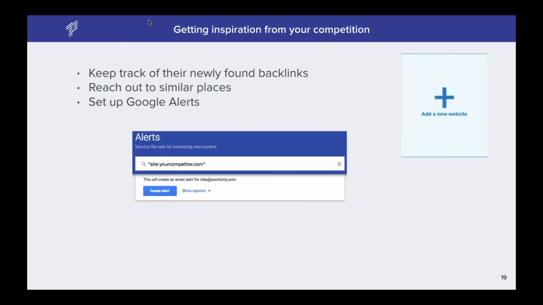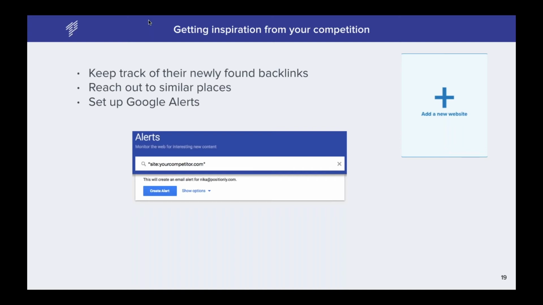Okay, another great technique is, of course, getting inspiration from your competition. How can you do it? Firstly, you can just keep track of their newly found backlinks, and you can do it, for instance, in Positionally. All you have to do is add their website as your own website. So like you have your one project, or you have your two websites that you're monitoring. All you have to do is just add their website as a new website, and you don't have to add any keywords. We'll just start fetching those backlinks straight away.